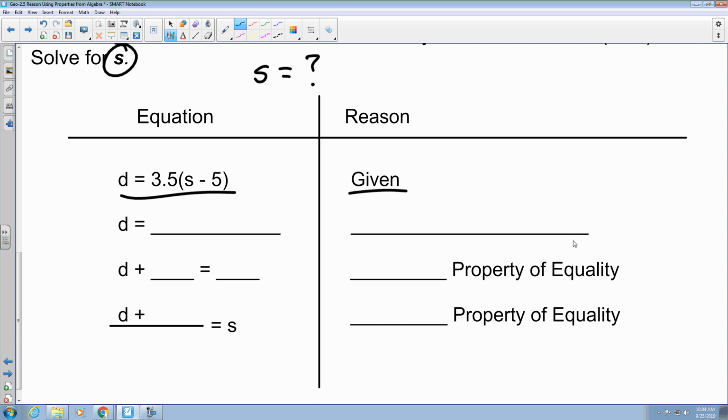So we got here the next step. We still have d equals something. We are going to distribute. So when we distribute, it's going to be 3.5s minus 17.5, and the reasoning for that is the distributive property.